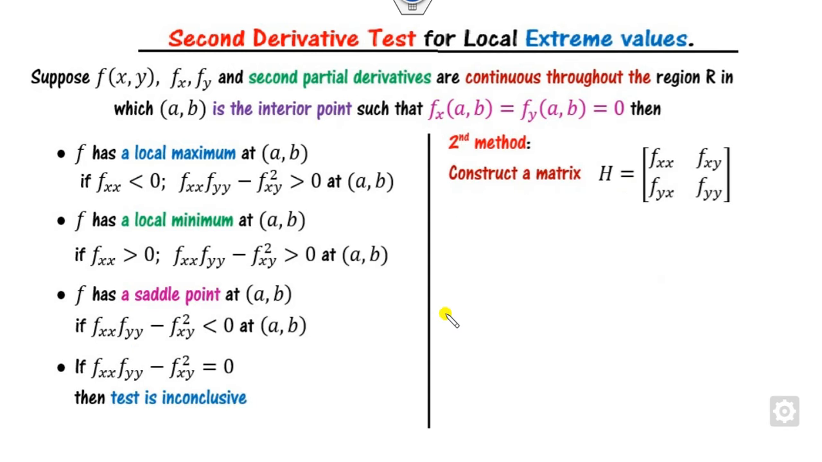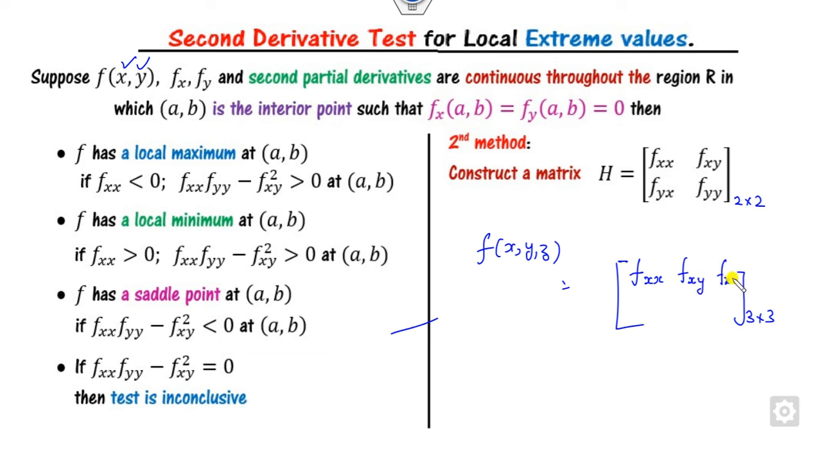So I will tell you another method which is quite easier to remember. Here you can construct the matrix of second derivatives. If you have a function of 2 variables, then it is 2 by 2. If you have a function of 3 variables, then you define a 3 by 3 matrix: the first row is fxx, fxy, fxz; the second is fyx, fyy, fyz; and the third is fzx, fzy, and fzz. If you have 4 variables, then you write a 4 by 4.